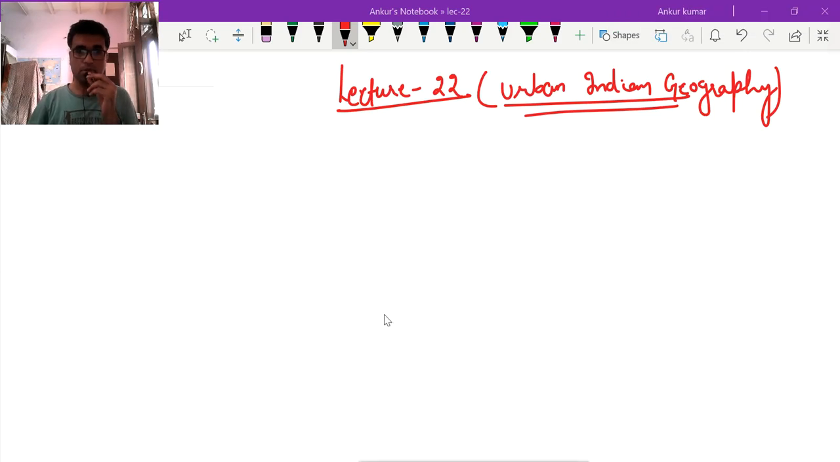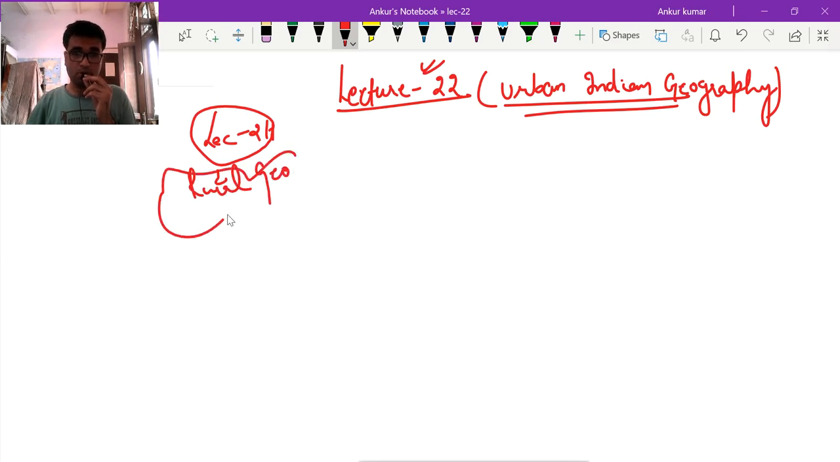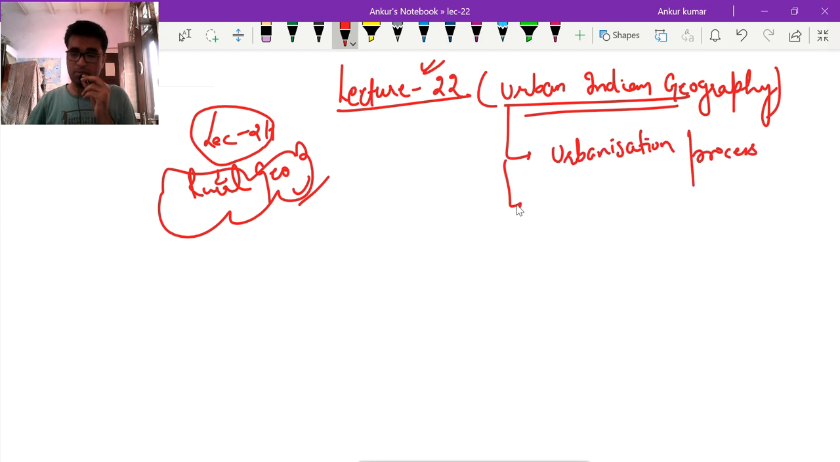Okay, this is lecture number 22, and in lecture number 21 we discussed the rural geography of India. Today we will start with urban Indian geography. In urban Indian geography we will first discuss the urbanization processes. After that we will discuss the urbanization patterns.